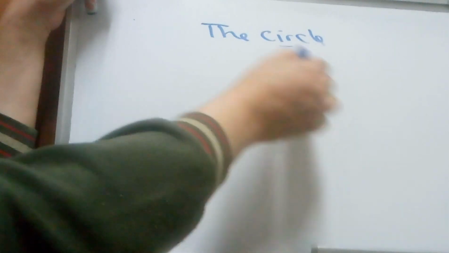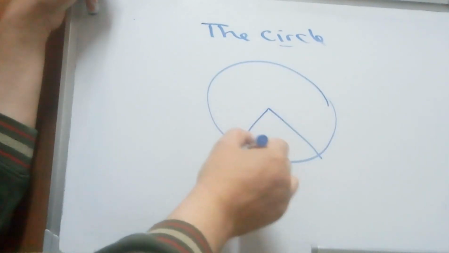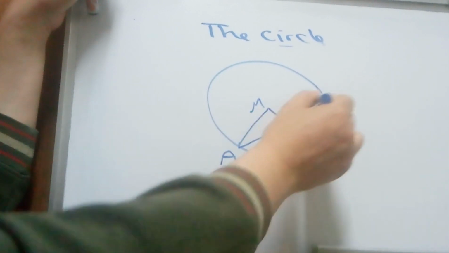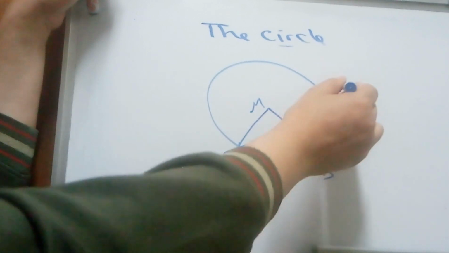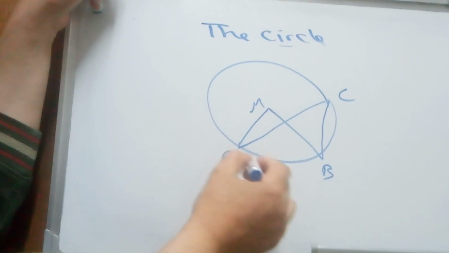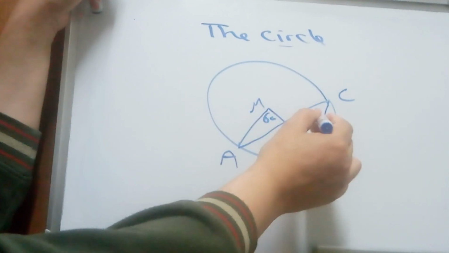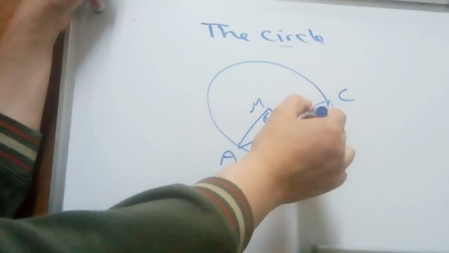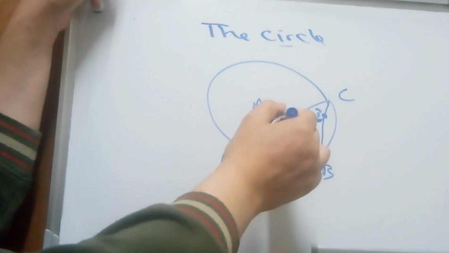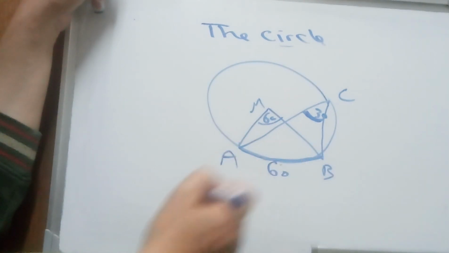If I have a central angle subtending this arc, like AMB, and another inscribed angle like ACB, if the arc is 60 degrees, this will be 60 degrees and this will be 30 degrees. The measure of the inscribed angle is equal to half the measure of the central angle subtended by the same arc.